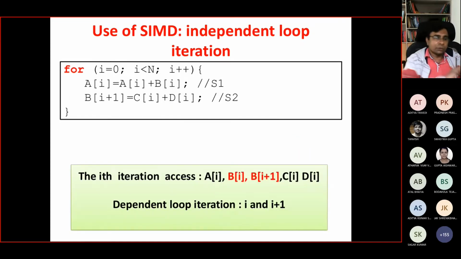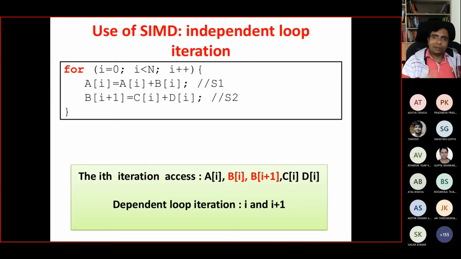But if I show this code, are you able to see the code? In this case, in the ith iteration, we are accessing a[i], b[i], b[i+1], c[i] and d[i]. Because in the ith iteration we are accessing b[i] and b[i+1], we cannot do parallelism. In the ith iteration, we are trying to access the ith and i+1 element of the vector b. This is very difficult to parallelize.